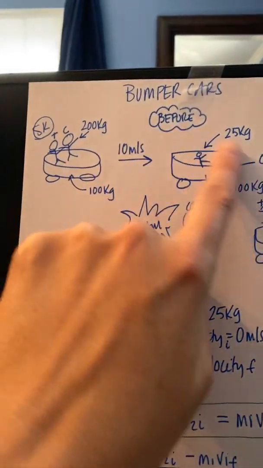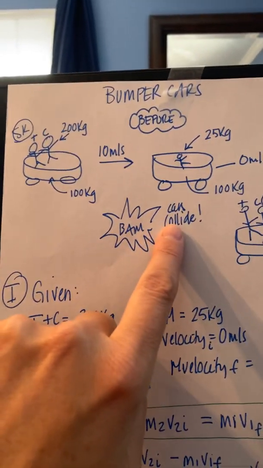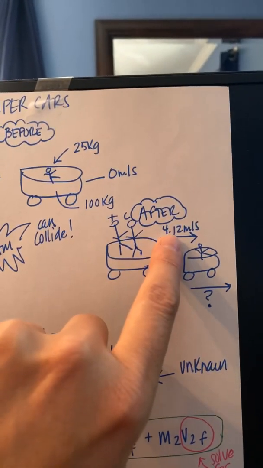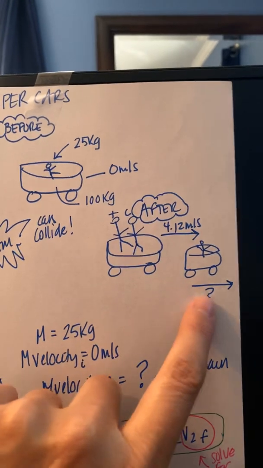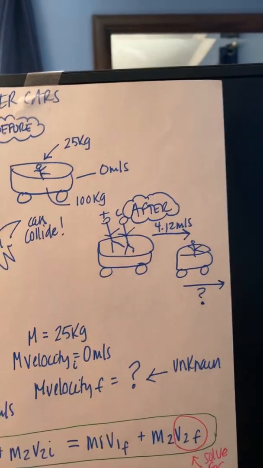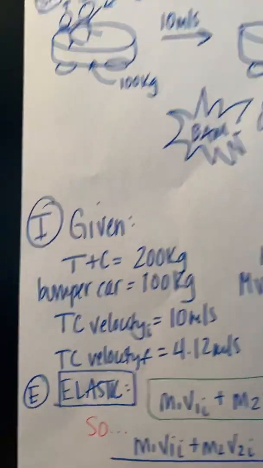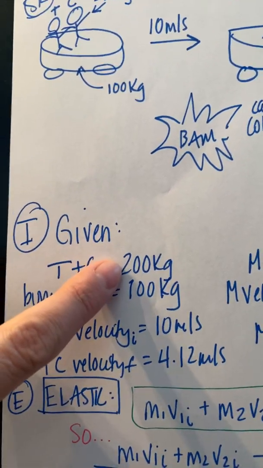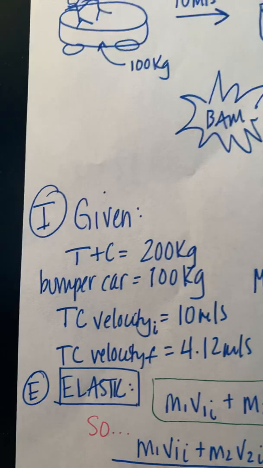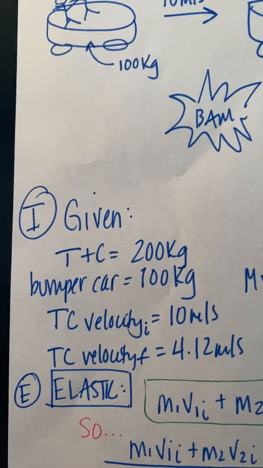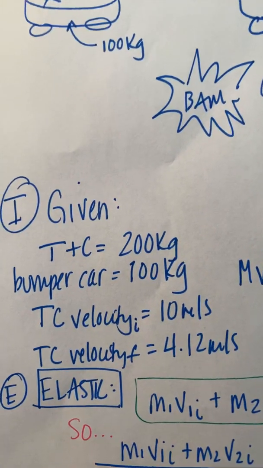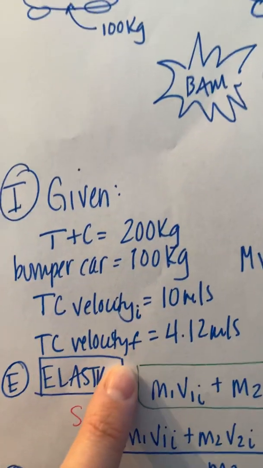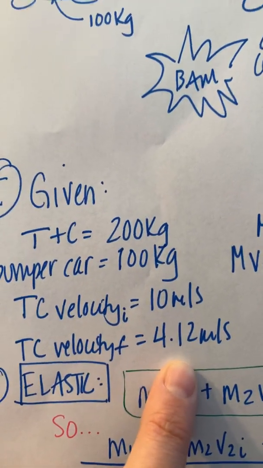So this is before. Bam, the cars collide. Now, afterwards, Tubby and Chubby are moving 4.12 meters per second, and we want to know how fast Melinda is moving after the collision. So we had to start with our givens. We know Tubby and Chubby together weigh a combined 200 kilograms, or rather have a mass of 200 kilograms. The bumper car has a mass of 100. Tubby and Chubby's initial velocity is 10 meters per second, and their final velocity is 4.12 meters per second.